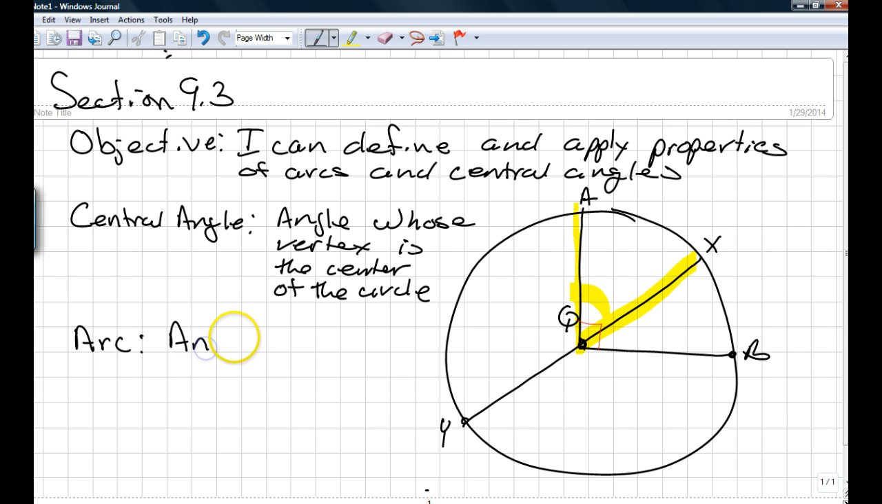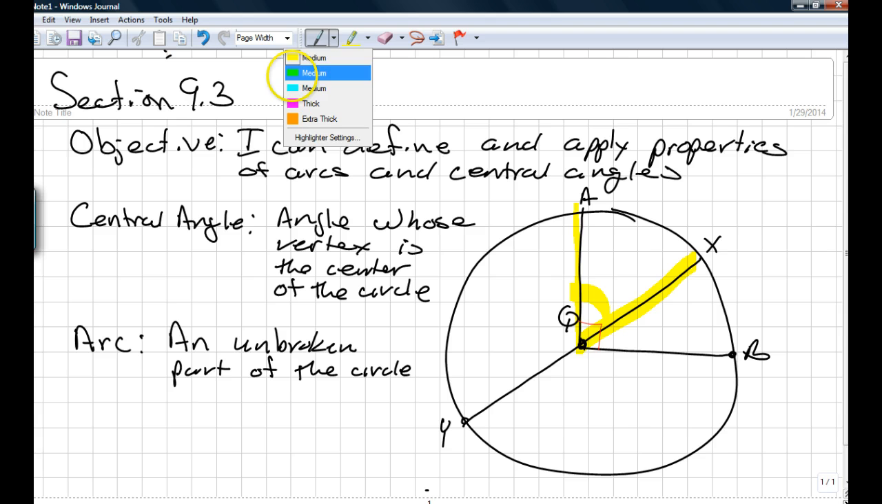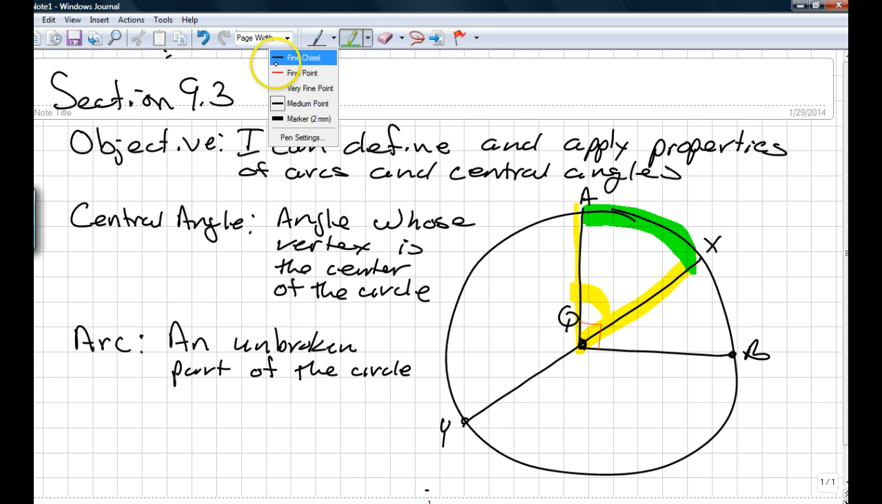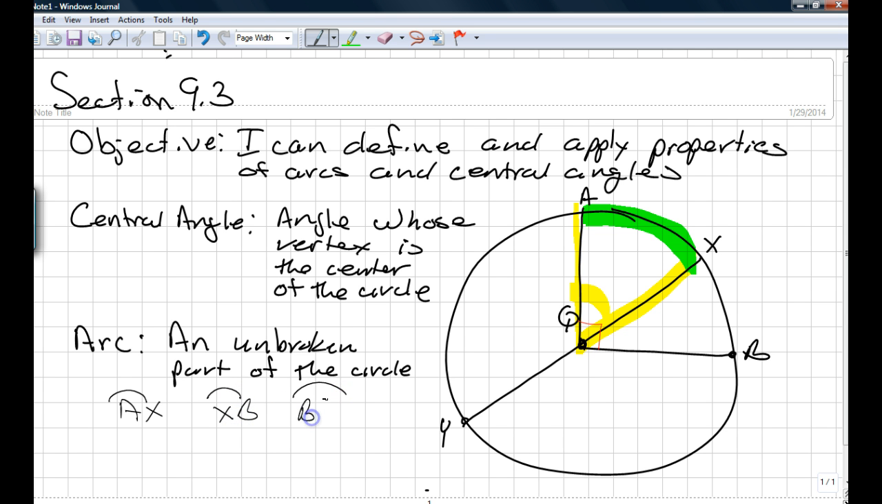An arc is an unbroken part of the circle. Okay? So notice that radii QA and QX intersect the circle, and they break the circle up into parts. And so this is what we would call an arc. We would read that as arc AX. Okay? We also have arc XB, or we have arc BY. So all of those are arcs of the circle.